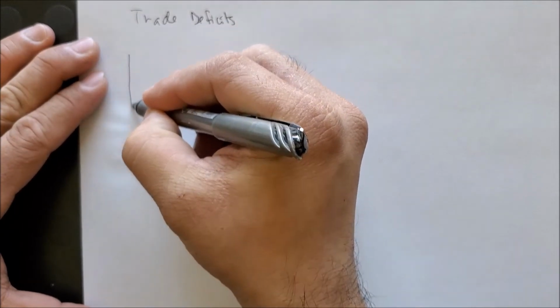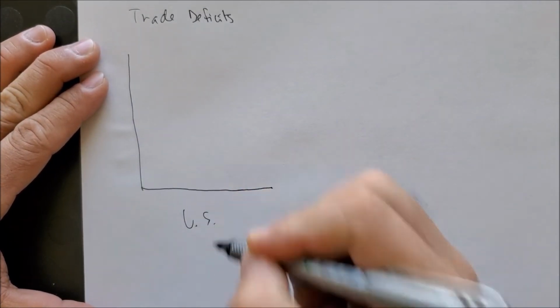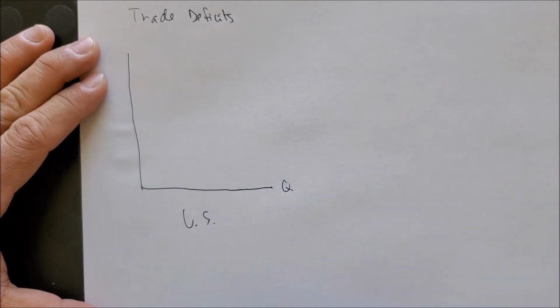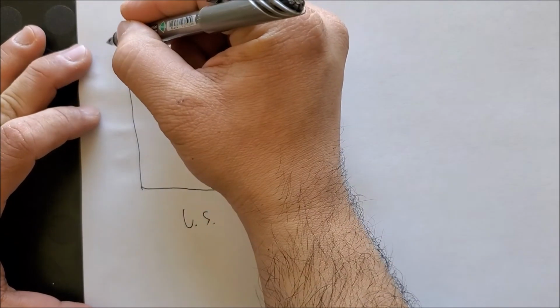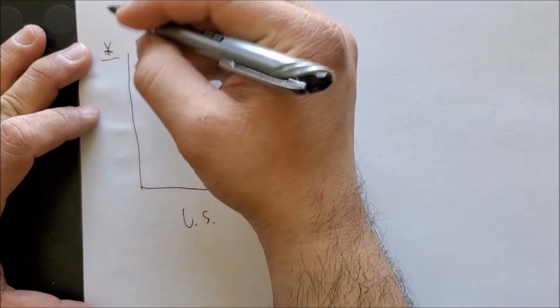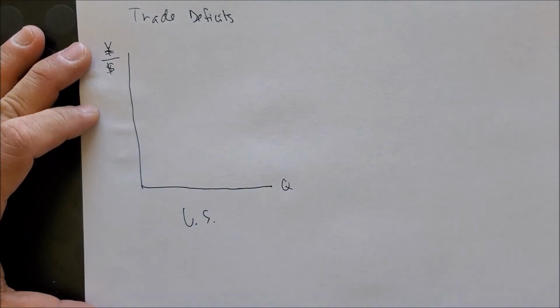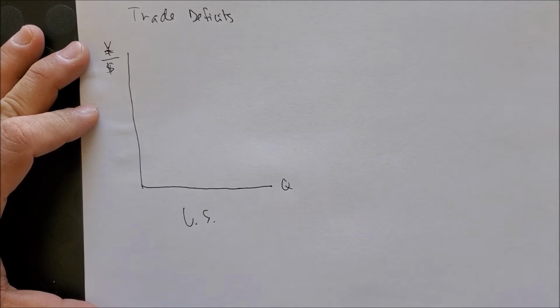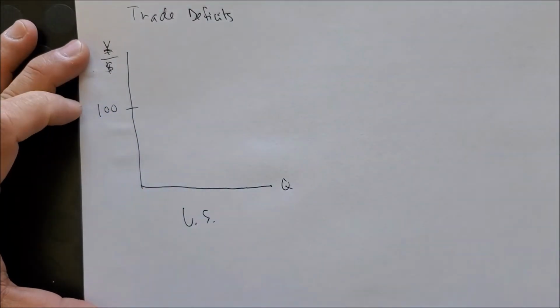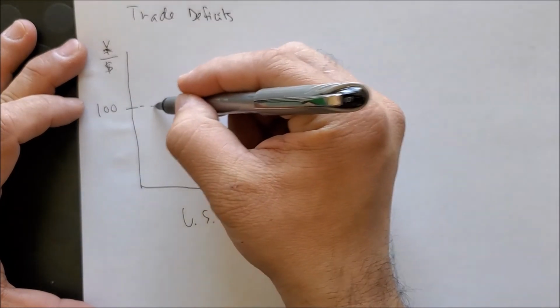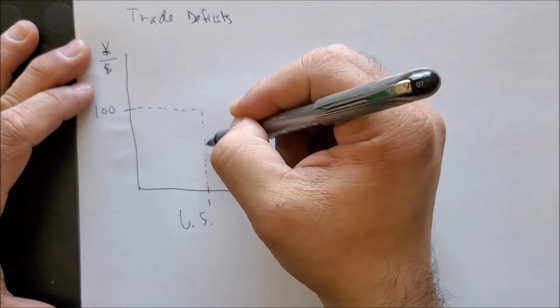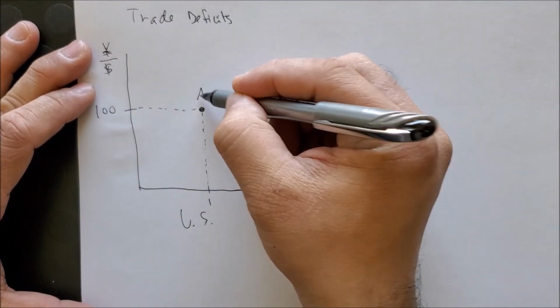Here we can use this side to graph the United States, where we will have the quantity of money on the x-axis and the currency exchange on the y-axis. Let's use the Japanese yen. So we know that in Japan, the current exchange rate is about 100 yen to $1. So now we can put on the y-axis 100 yen is equal to $1. And this gives us our equilibrium point, like so. We can call this point A.